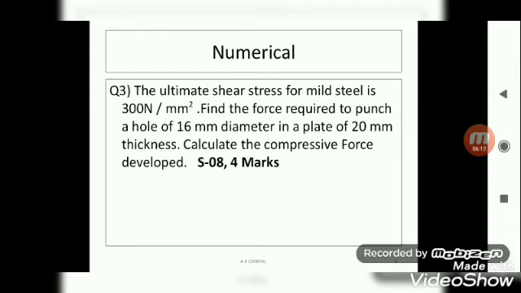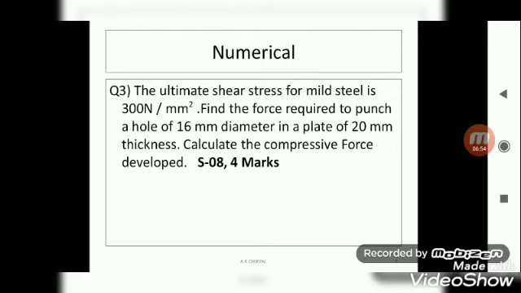Numerical 3. In all the numerical here, you just have to know the formula and you have to substitute the value. Comparatively easy, not much of analysis, but substitution of value, for which you need to know all the formula. Question number 3. The ultimate shear stress for mild steel is 300 Newton per mm square. Find the force required to punch a hole of 16 mm diameter in a plate of 20 mm thickness.